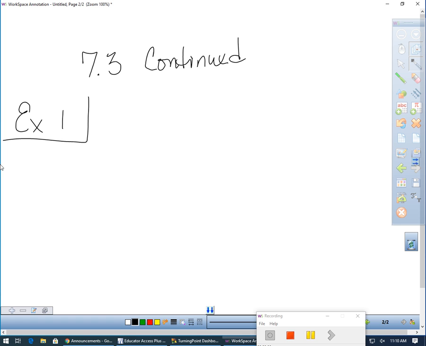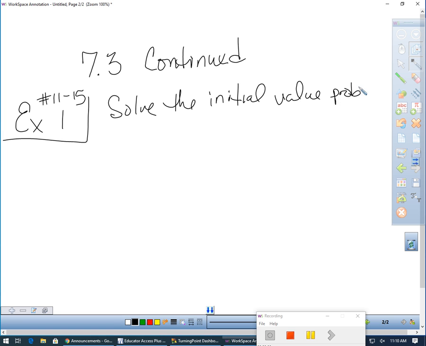And this is what you're going to be asked to do for numbers 11 through 15. The directions are going to say solve the initial value problem. The initial value problem is when they gave you an x and a y and asked you to solve for c. So we're integrating, plugging in x and y, finding c, and then putting c back in. That's what we have to do.